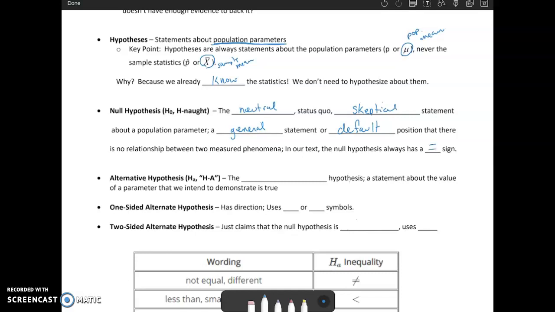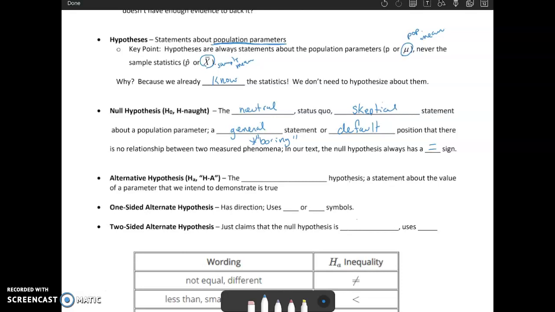The word that I like to give that goes along with the null hypothesis is boring. The null hypothesis is the boring statement. The null hypothesis says basically everything is as it always has been. Nothing interesting to see here, or everything we've heard about this topic is true. Okay, so it's the boring claim.